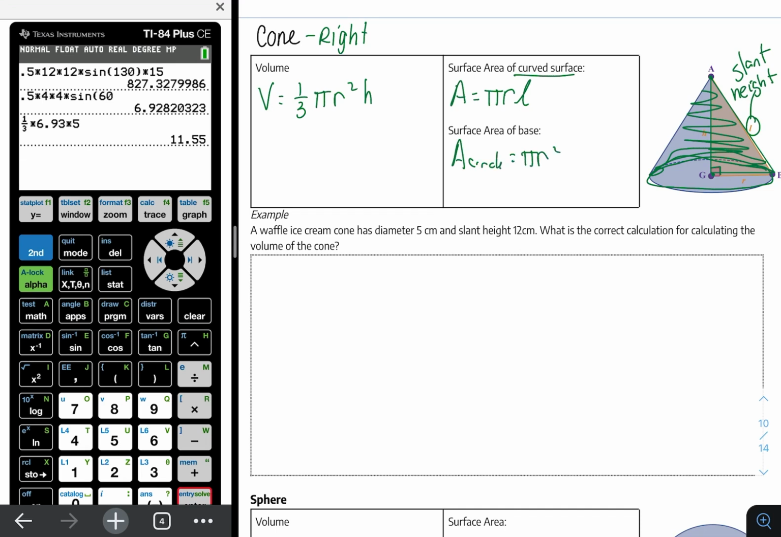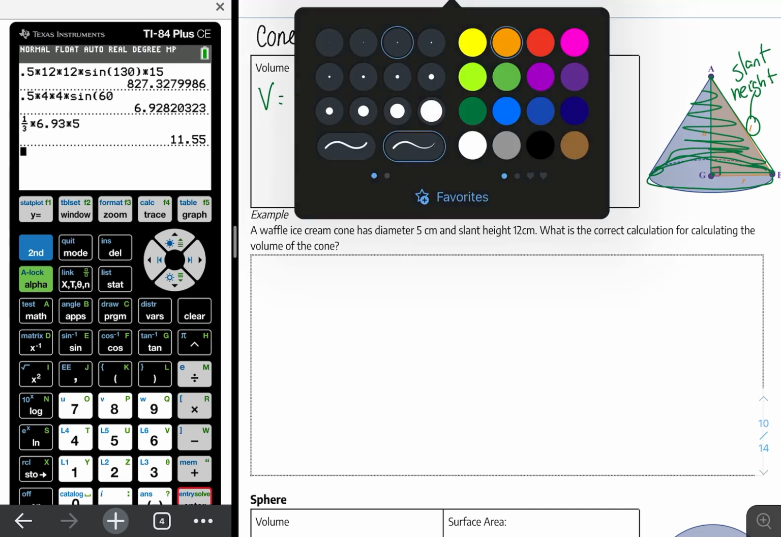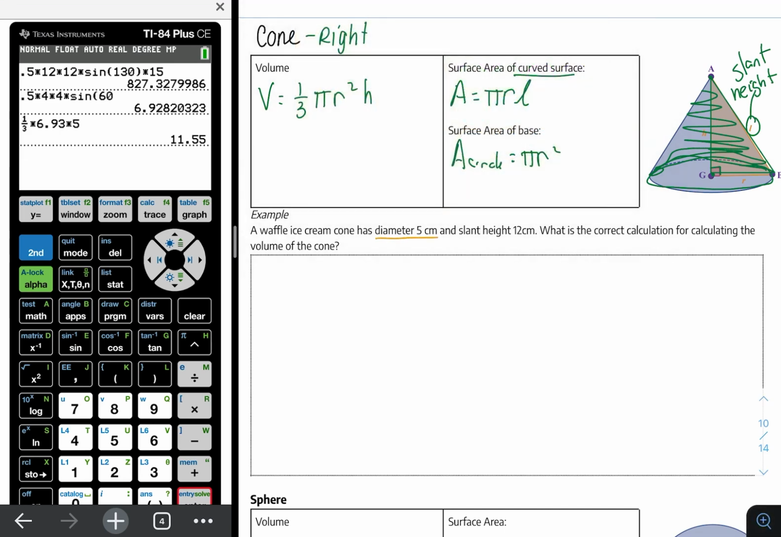Let's look at this example. A waffle ice cream cone has a diameter of 5 centimeters, a slant height of 12. What is the correct calculation to calculate the volume of this cone? So let's first draw our cone to the best of our abilities. This is our cone. We have a diameter of 5. We have a slant height of 12. And we're looking for the volume.